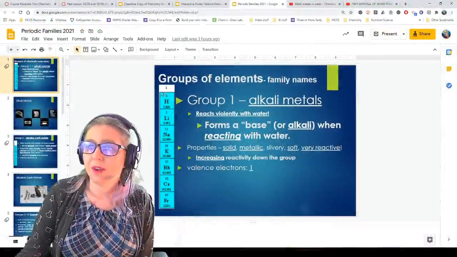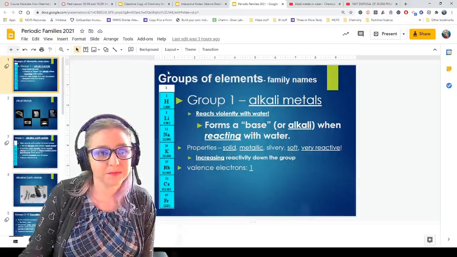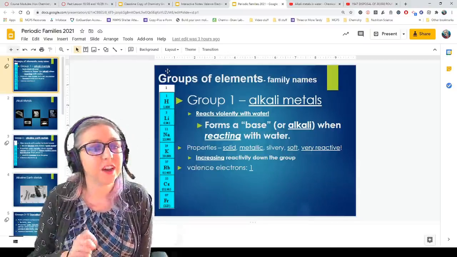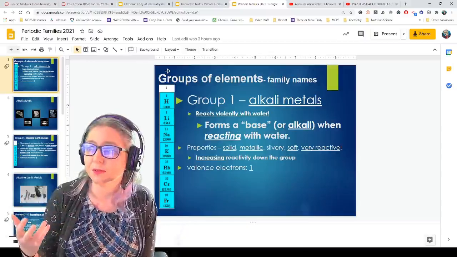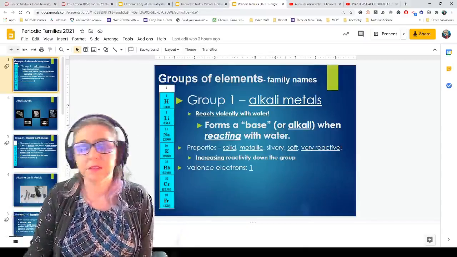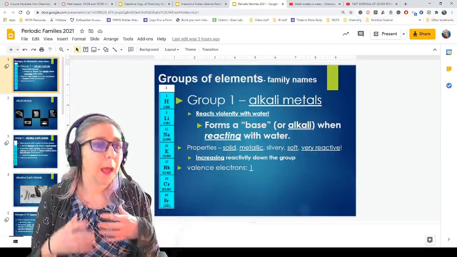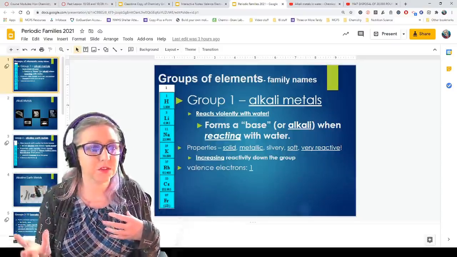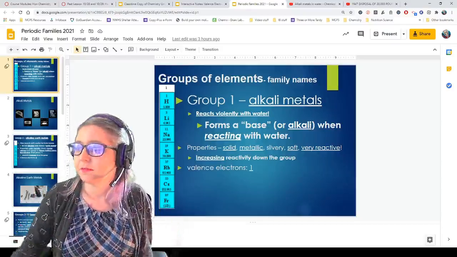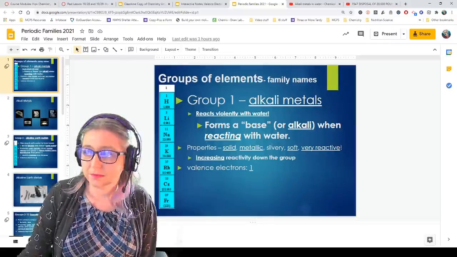So group 1, that first column, these are my alkali metals. These are all incredibly reactive. They will catch fire if you put them in water. Some will actually explode. Now they're called alkali because they make an alkali solution. Most of us have heard of acids. A base or an alkaline solution is the opposite of acid. Acid and base, acid and alkali. So they dissolve and make the opposite of acid with water.